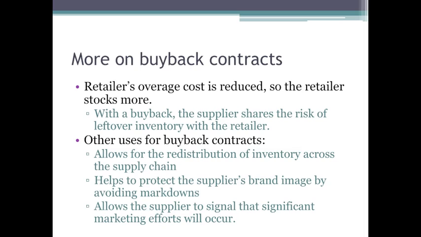Now, there are other reasons to have a buyback contract system other than simply to redistribute risk across the supply chain. First, you have the redistribution of inventory across the supply chain. In other words, you have incentive for the retailer to hold more inventory. Second, it protects the brand image. Apple is really good with buyback contracts, and there's a reason why. It does not like seeing its product on sale. So, rather than have the product on sale, Apple will buy back its own product and then sell it as a refurbished item, rather than watch it go significantly on sale, go on clearance, if you will.